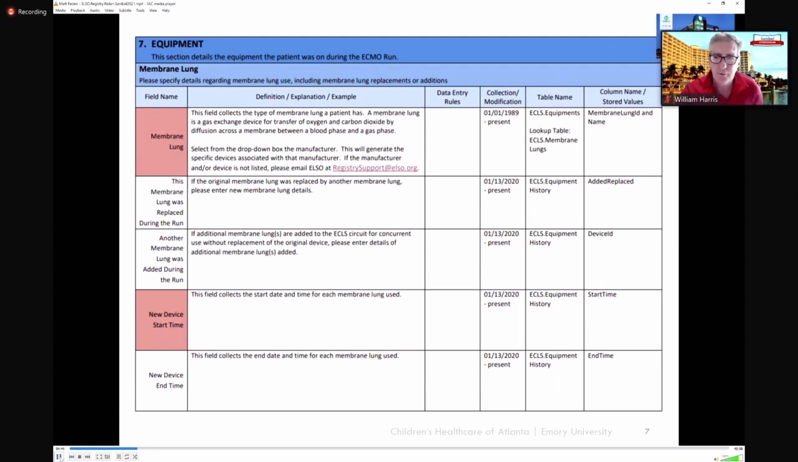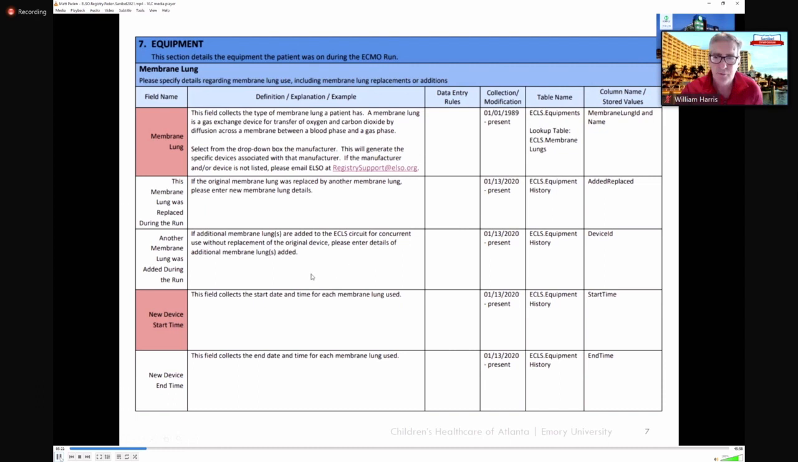Our perfusionists are our local experts in the ECMO equipment that we use and see you as such. This happens to be the data definition for a membrane lung. For each field, you've got the name of the field, a definition of what the membrane lung is, and then an explanation and an example of how you select this. You'll also see over here if we've got any specific data entry rules, and then we've actually got the database of where these things are stored.